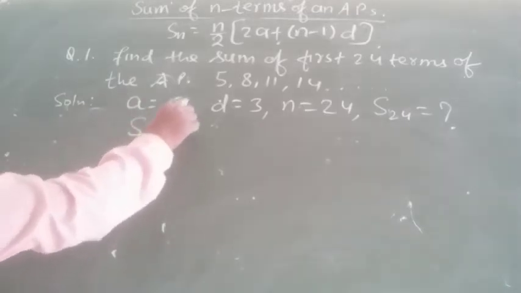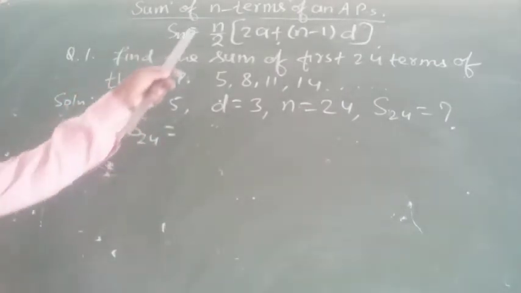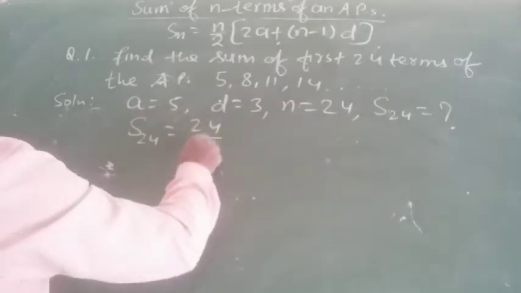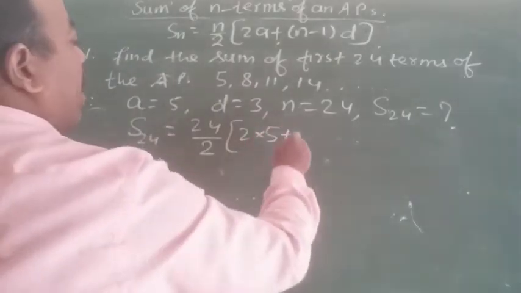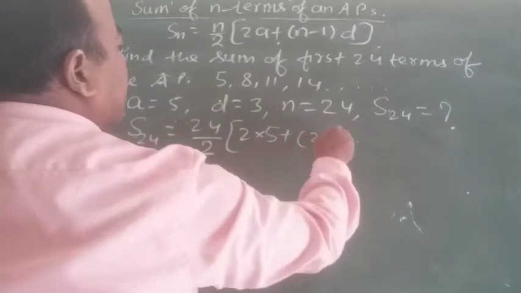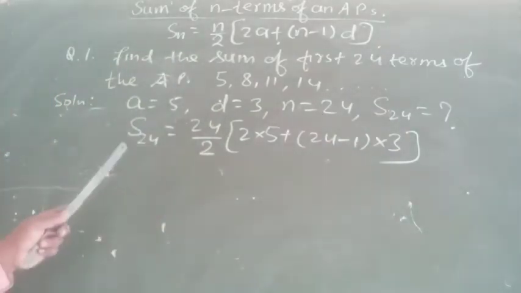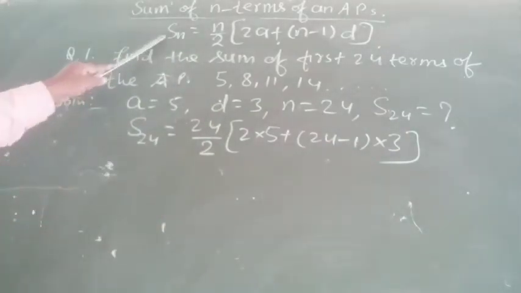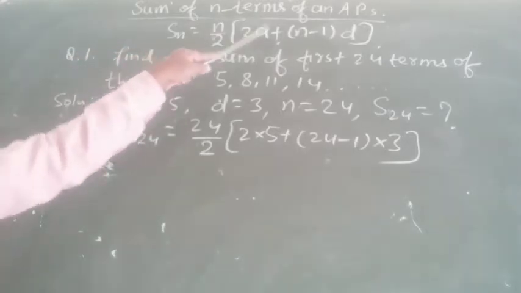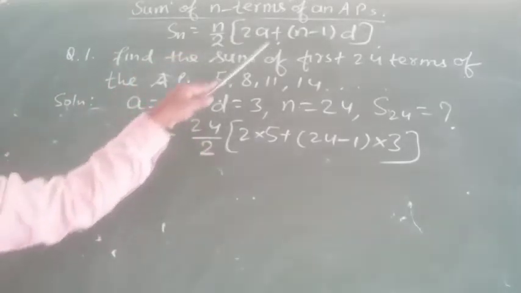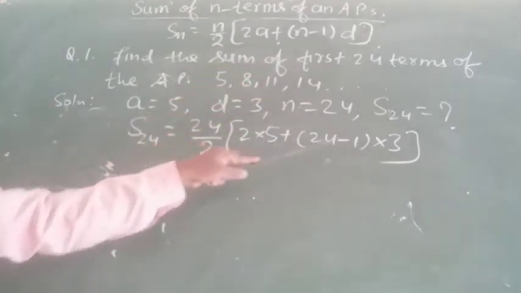S24 equals, put n value 24 here, 24 by 2, into 2 into 5, the a value is 5, then n minus 1, that is 24 minus 1, into d, and the d value is 3, because the common difference is 3.